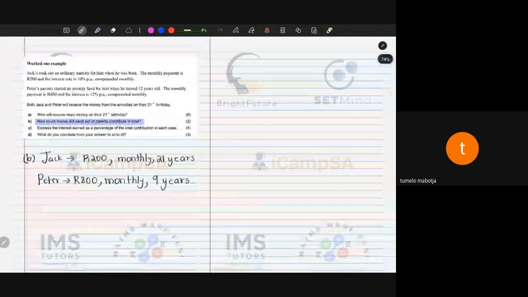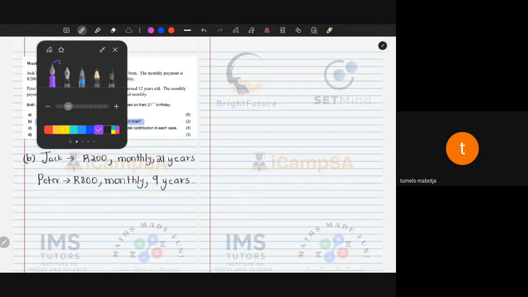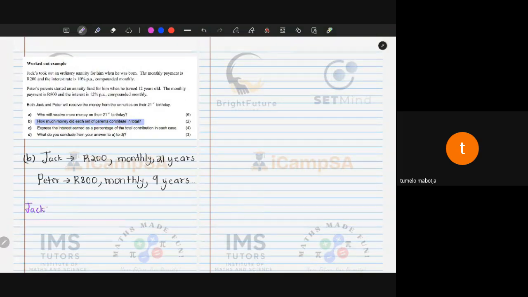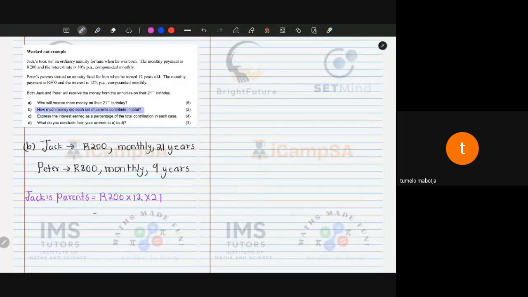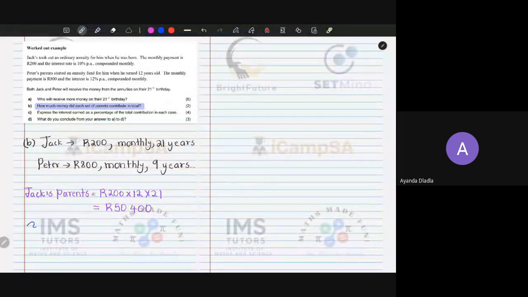Yes. So it means when we now look at how much did each set of parents contribute, we are going to look at Jack's parents. So how much did they put in? So they put in 200 rand every month, 12 for 21 years. How much did Jack's parents put in, guys? 50,400. Yes. And then let's have a look at Peter's parents.